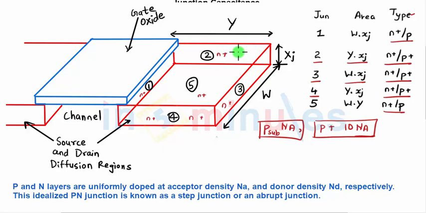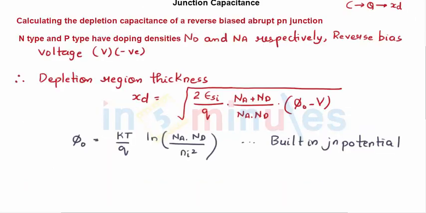For this entire analysis, we are going to presume an abrupt step PN junction profile. What do you mean by abrupt step PN junction profile? Here, P and N layers would be uniformly doped with acceptor density Na and donor density Nd respectively. When they both are uniformly doped, this idealized PN junction is nothing but a step junction or an abrupt junction. So we are assuming that for our analysis to start off with. I think we're all set to do the analysis of junction capacitance.